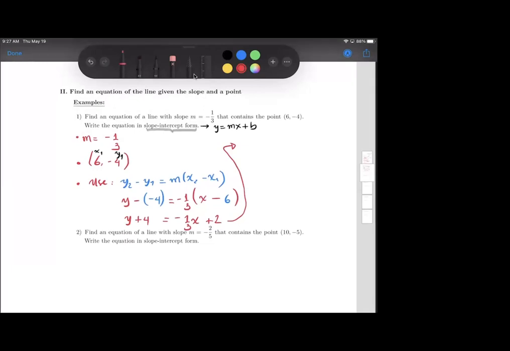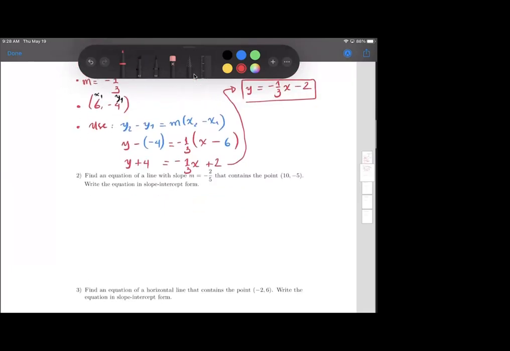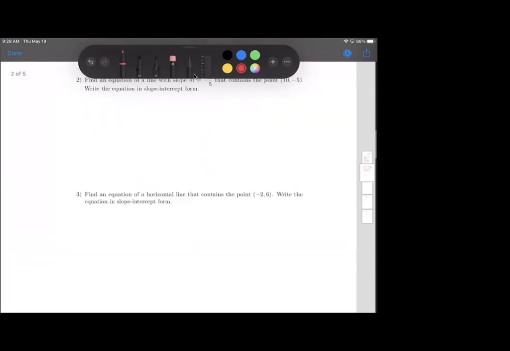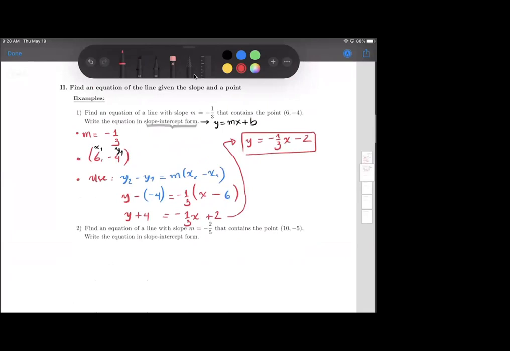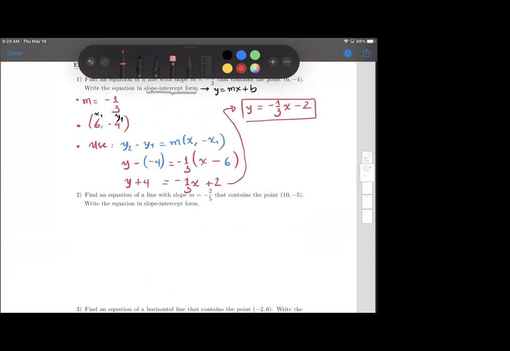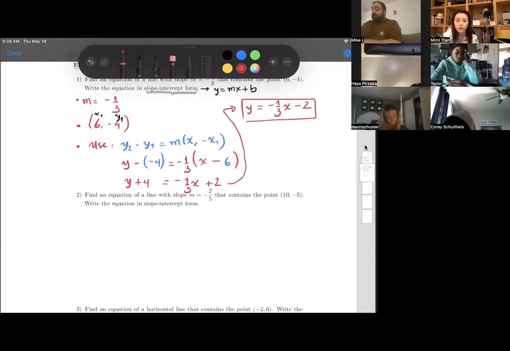So if I subtract 4 from both sides, I have y equals -1/3 x minus 2. You guys try number 3. I'll do one more, and then you guys try number 3. Do you have any questions up to this point? You guys okay?